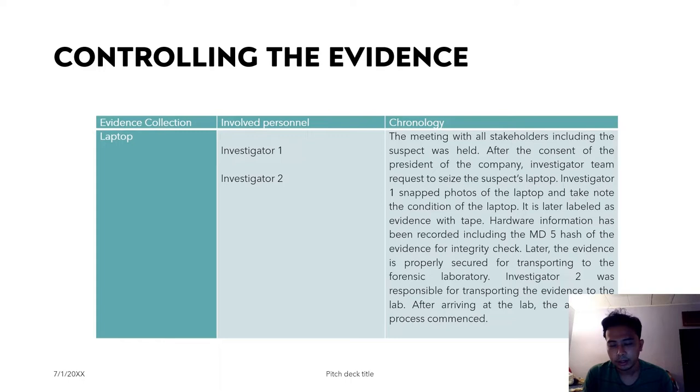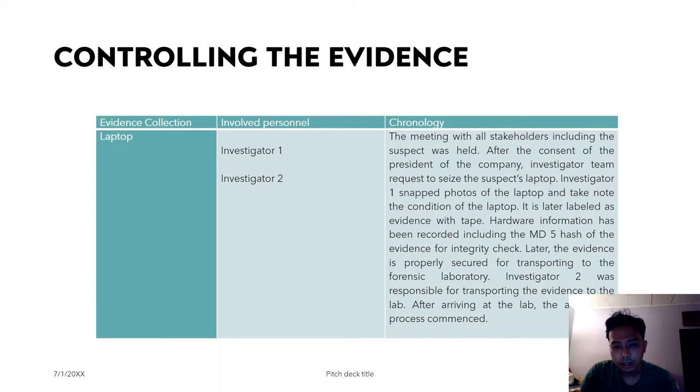In the controlling evidence phase, the chain of custody will be established. The importance of chain of custody is to preserve the integrity of the evidence. This is a very crucial part, because when the case is brought to court, the judge will not be able to secure a guilty verdict if there is any plausible evidence tampering. To secure a guilty verdict, the judge cannot have any reasonable doubt, as this is the standard used in the justice system. So the chronology is in the table.